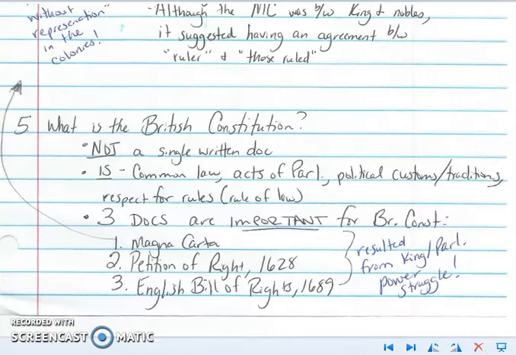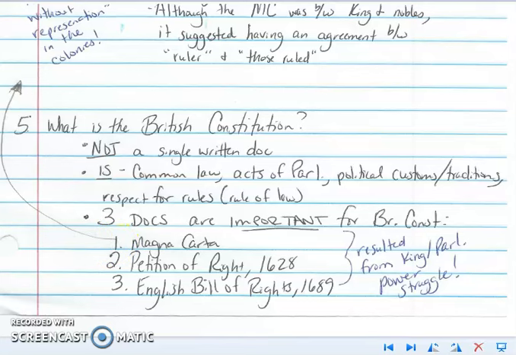So my notes kind of coincide with that first page, that I noticed what the British Constitution was not. It's not a single written document. It is common law, acts of Parliament, that's what's abbreviated there, political customs, traditions, and respect for rules, which I've noted was rule of law because everybody has to follow the law. And I listed the 3 most important documents for the British Constitution: the Magna Carta, Petition of Right, and the English Bill of Rights, and I've noted the dates. And I also bracketed those together and made a note that they resulted from the king or Parliament's power struggle.